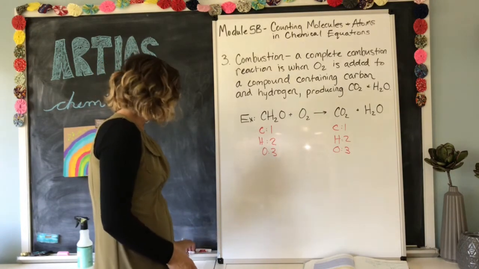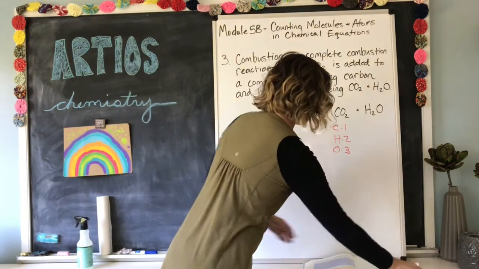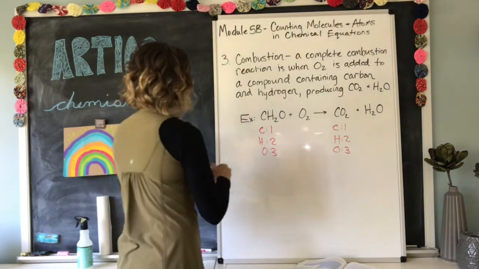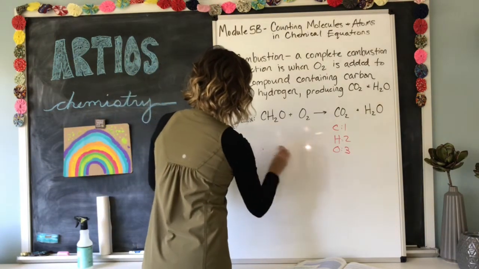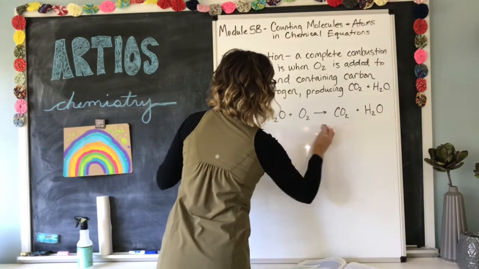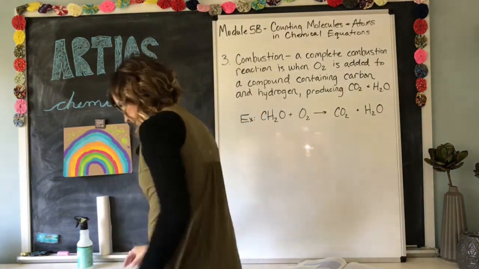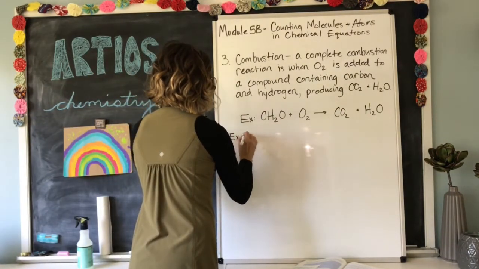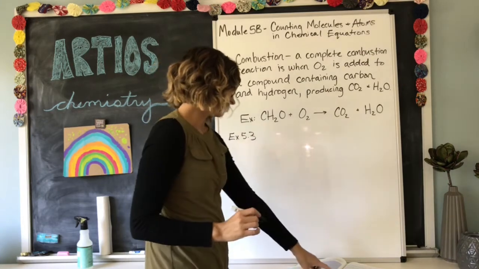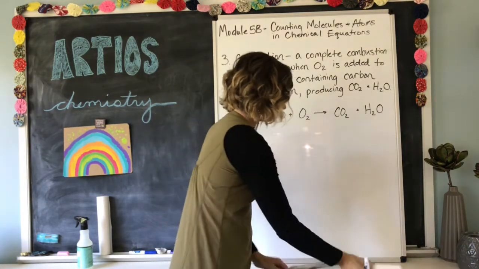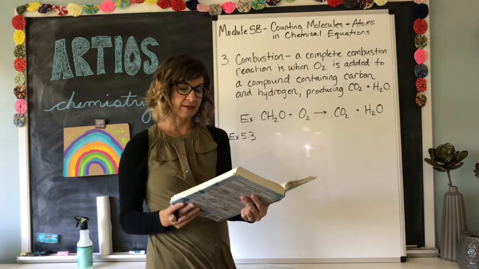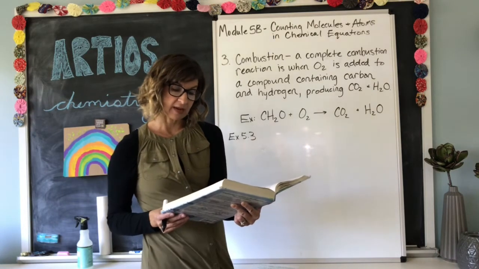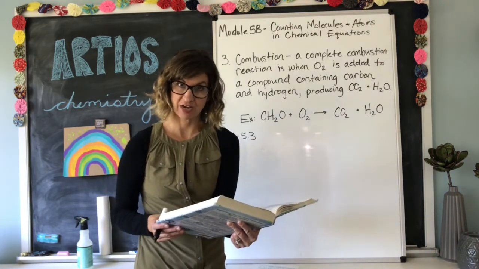Let's do another one. From your book, example 5.3 is on page 139. I'm going to erase this so that I have a little bit more room. Okay, example 5.3 says, a butane pocket lighter works by evaporating and then burning the liquid butane, C4H10, stored in it. Write the balanced chemical equation for this complete combustion reaction.